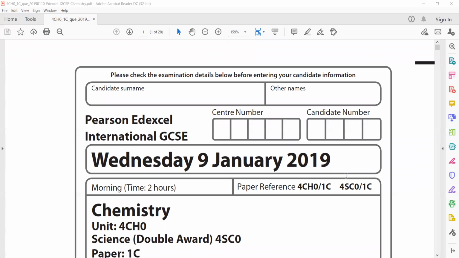Good evening, everyone. This is January 2019 IGCSE Chemistry Paper 1C. In this session, I'll discuss questions 7 and 8 with you.